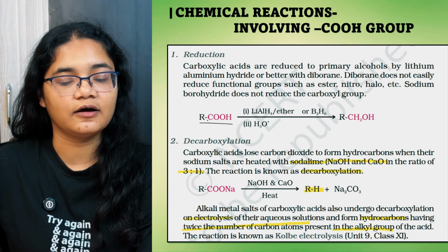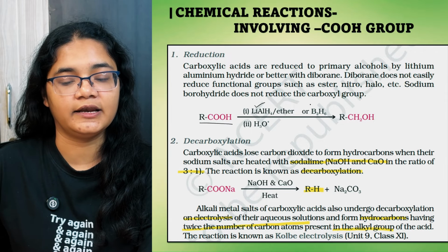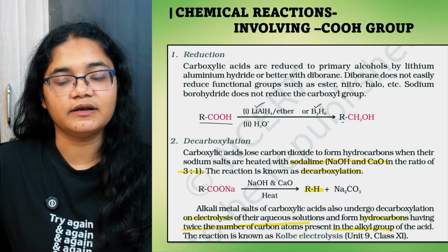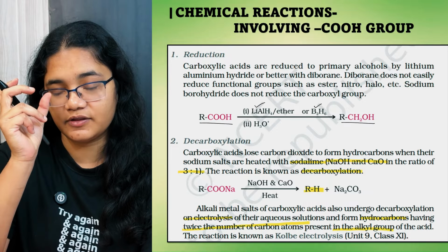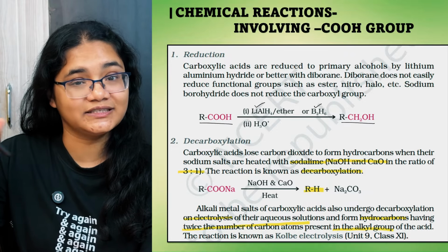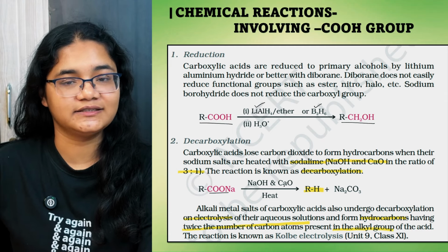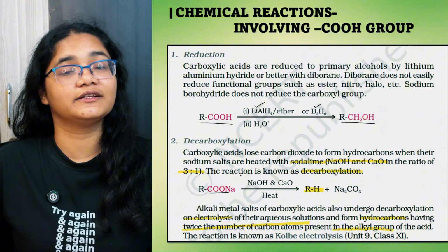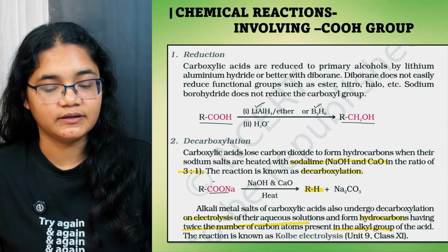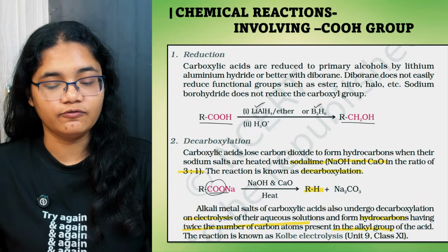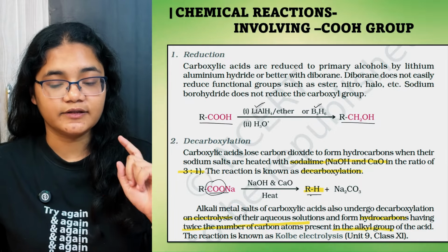So if you take RCOOH and treat it with LiAlH4 or B2H6, then you will get RCH2OH, reduction of the COOH group to CH2OH group. Now decarboxylation reaction, you can treat with NaOH and CaO. This reagent is called soda lime, and in that case what will happen, this COO group will be removed and you will get RH. Okay, now there's one more reaction.